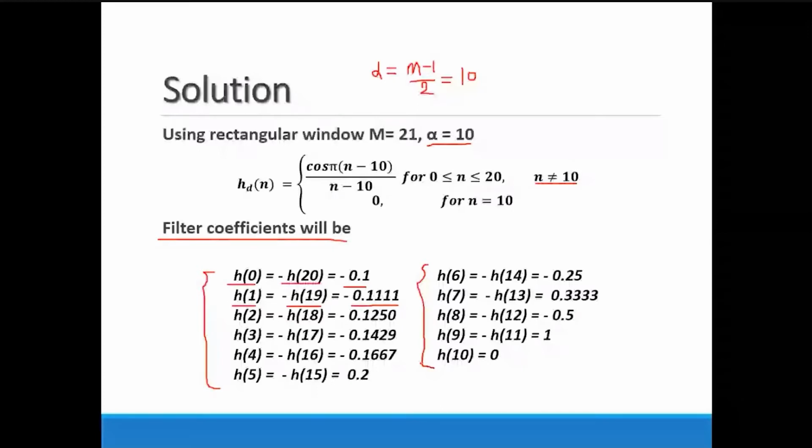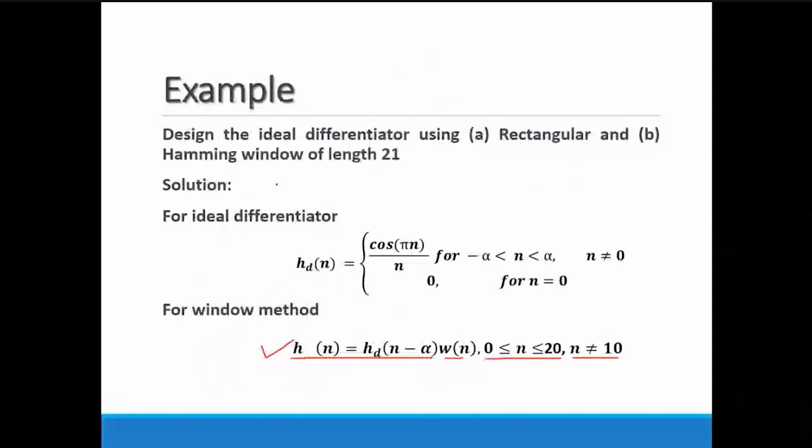Okay, so this is how you can solve the examples of differentiator using rectangular window. Now I repeat the statement. First, you have to solve with the rectangular window. Now I suggest all of you to solve with the Hamming window of length 21 and share your answer in the comment box.